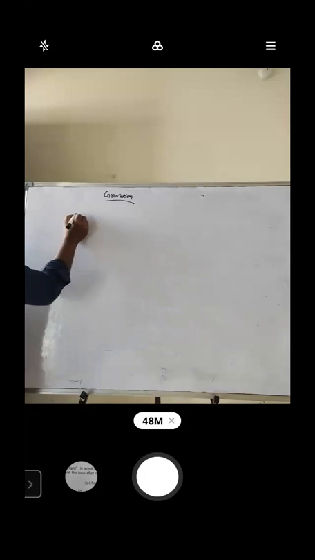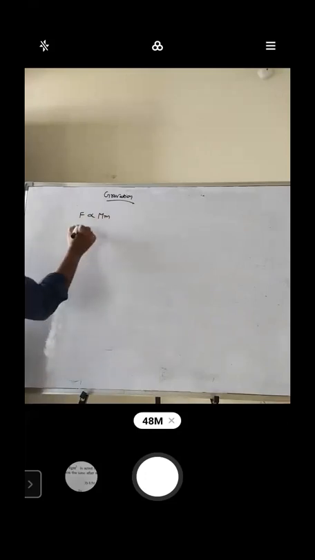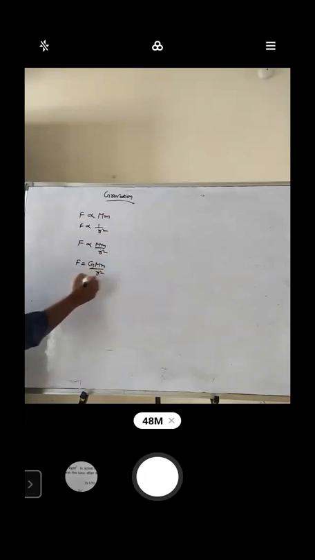According to Newton, any two objects show some force of attraction. The force is directly proportional to the product of their masses and inversely proportional to the square of the distance. So when you combine these two, you get F equal to G capital M small m by R square. G is the universal gravitational constant.